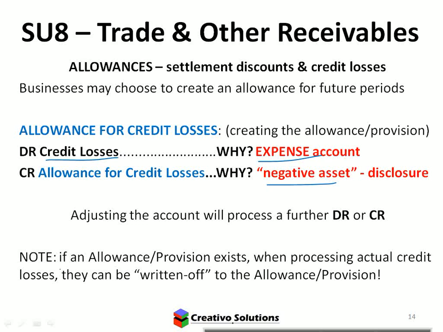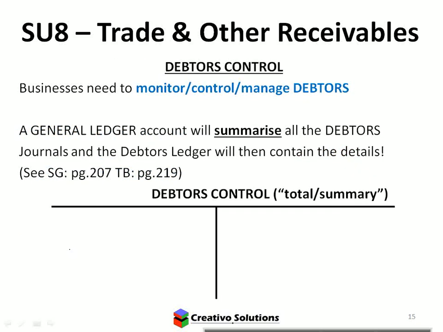Now, don't worry about this note here. It's what we spoke about. You can either write off bad debt against the allowance, or you can write off bad debt against the actual debtor. Both is acceptable. Okay, this is just additional, looking at T-accounts. You will see some T-accounts in your study guide or textbook, and they look like this: debtors and creditors.